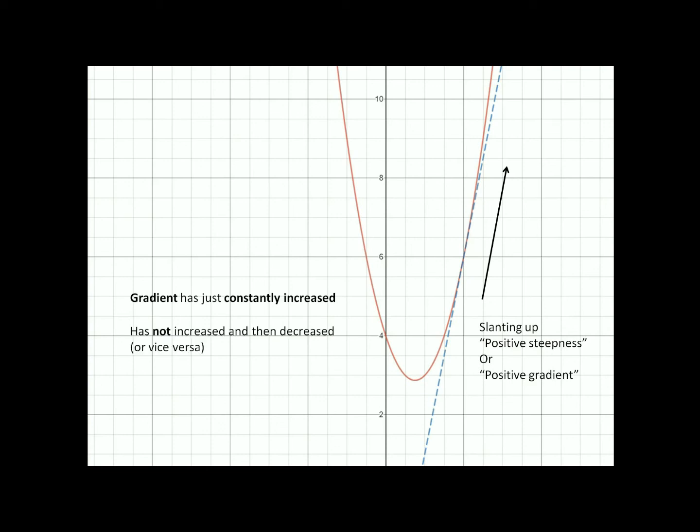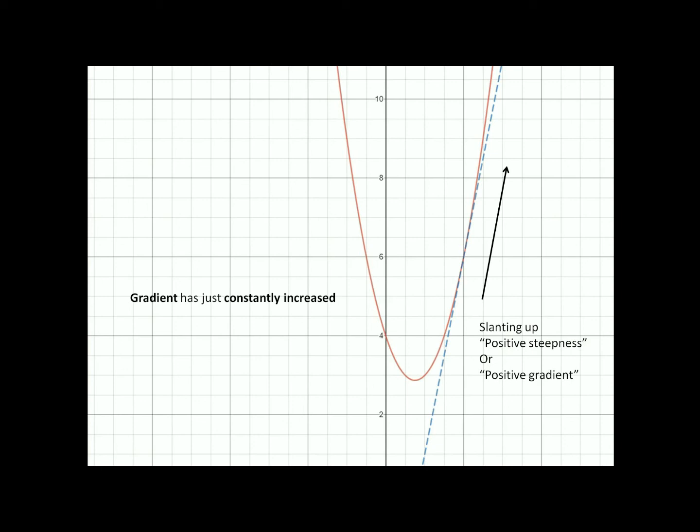And what did we see before? We saw that the second derivative was a constant positive number, positive 4. That was what the second derivative was. So that means that the gradient increased constantly by positive 4, and that's how it changes as it moves along.